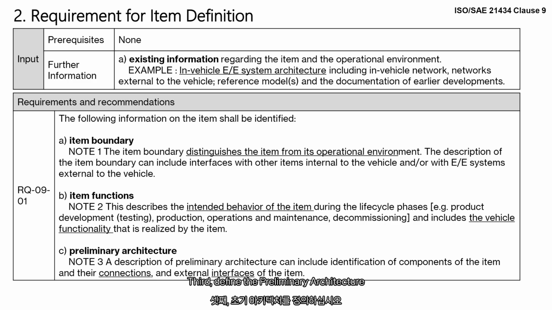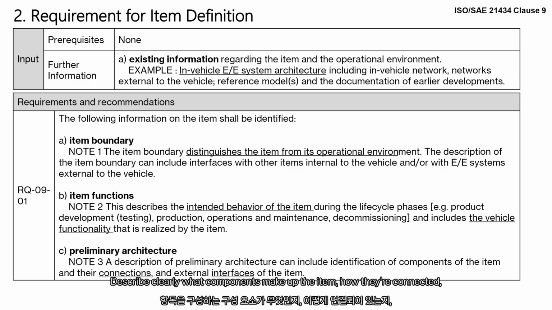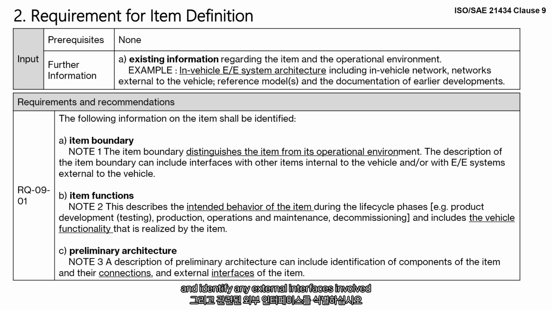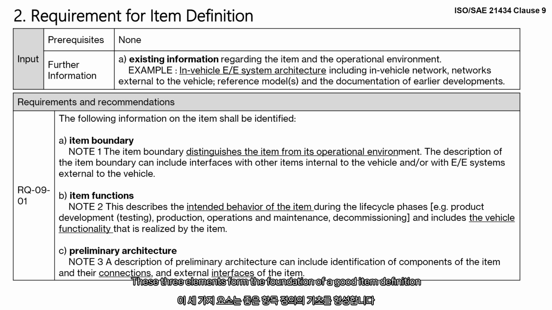Third, define the preliminary architecture. Describe clearly what components make up the item, how they're connected, and identify any external interfaces involved. These three elements form the foundation of a good item definition.